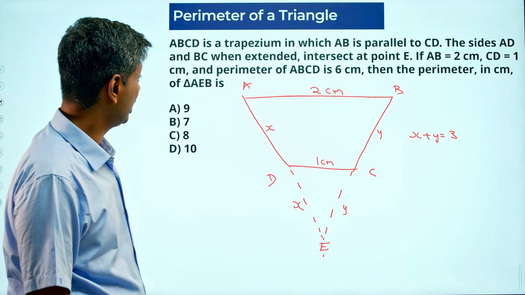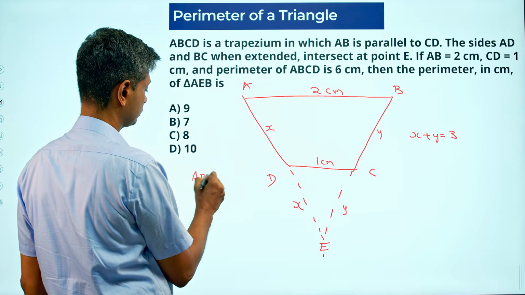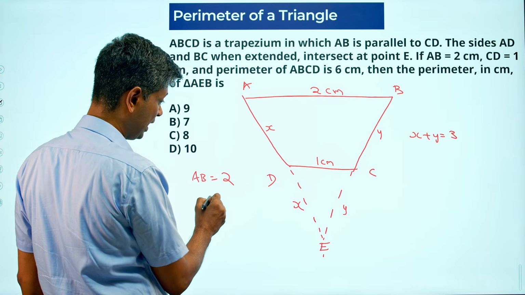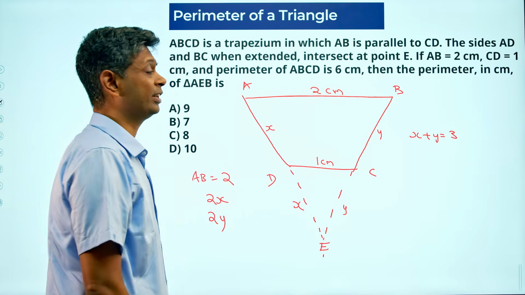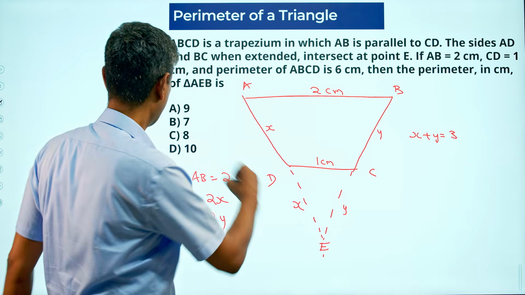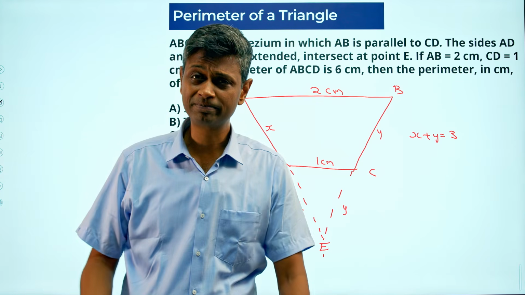So x + y is 3. We want to find the perimeter of triangle AEB. AB is 2, AE is 2x, BE is 2y. x + y is 3, so 2x + 2y is 6. 6 plus 2 is 8. Done. Similar triangles or even the midpoint theorem.